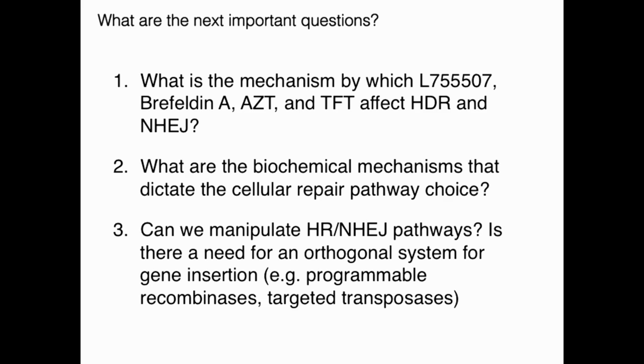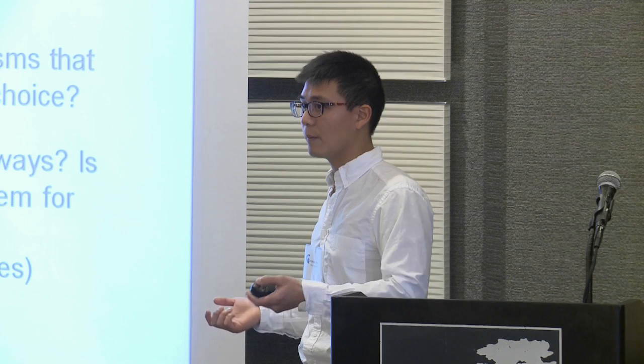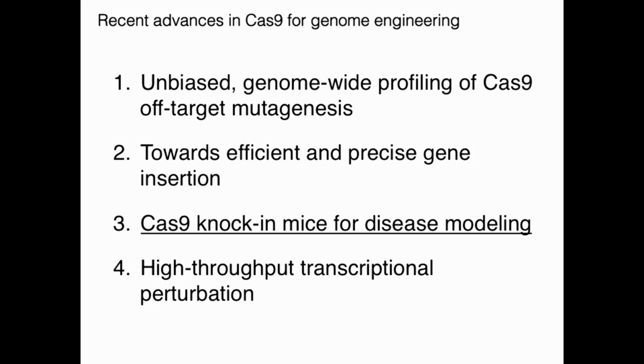And finally, can we manipulate these pathways? Can we simply modify the cells to actually get really efficient integration? Or is there actually a need for an orthogonal system, much like Cas9 for NHEJ? Do we need an orthogonal system such as a programmable recombinase, maybe a targeted transposase, for very efficient integration at your locus of interest? These are all things that I'm sure people are exploring.